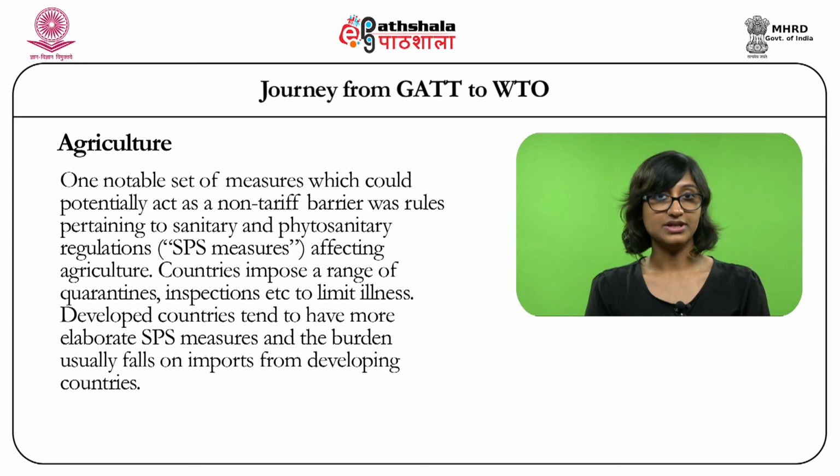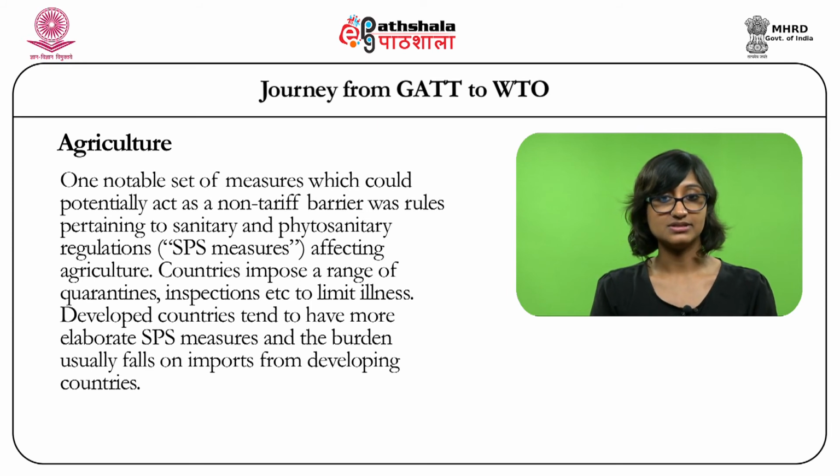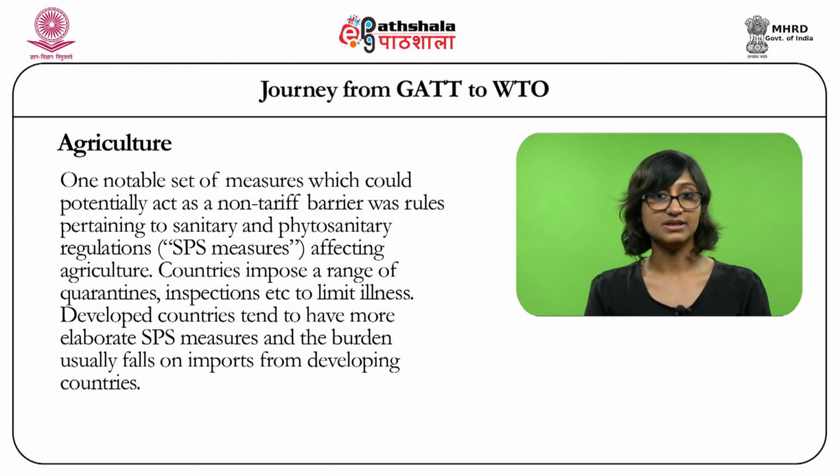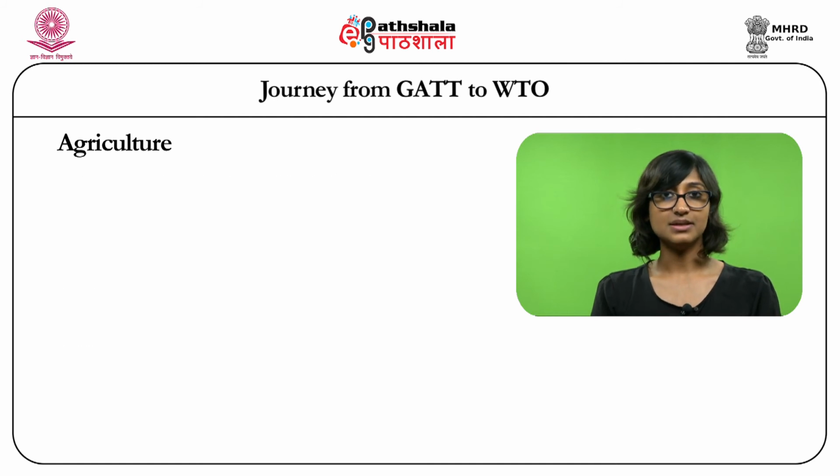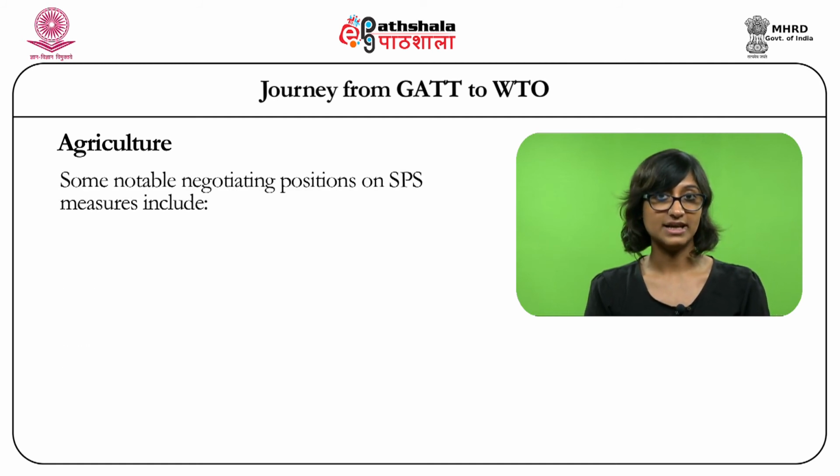Countries impose a range of quarantines and inspections to limit illness, and oftentimes it is the developed countries which tend to have more elaborate SPS measures, and the burden usually falls on imports from developing countries to comply with these requirements. Some notable negotiating positions on SPS measures include the following.